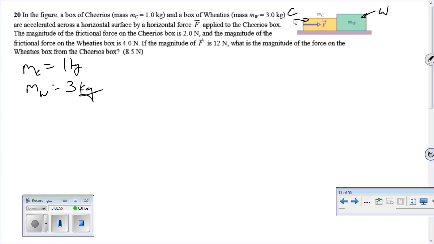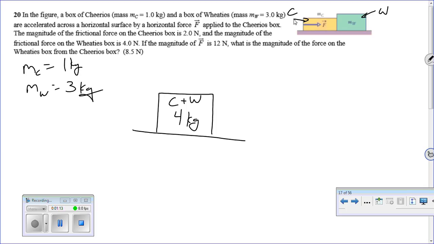So in general, usually when you're solving these system problems, you want to start by looking at the system as a whole. All right, so here is our system. This is Cheerios and Wheaties together. It's a 4 kilogram system, right? 1 kilogram from the Cheerios, 3 kilograms from the Wheaties, right?